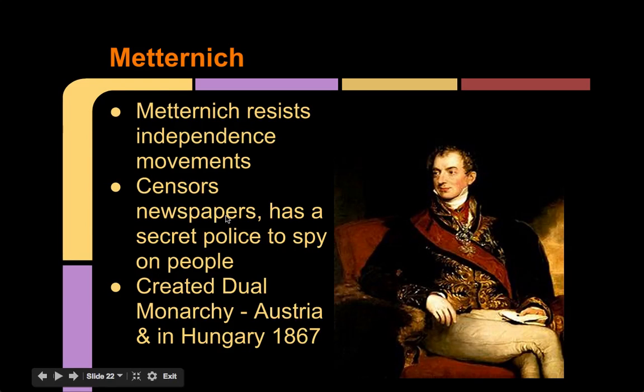Now, one thing that he's going to do is create a dual monarchy, which is Austria and Hungary. So that's how you get Austria-Hungary. And that's going to happen in 1867. This is him in this picture. He looks like he would have some secret police.